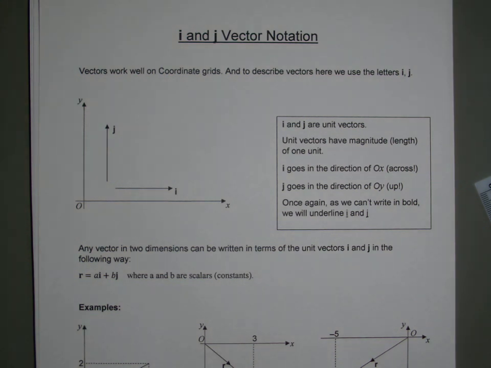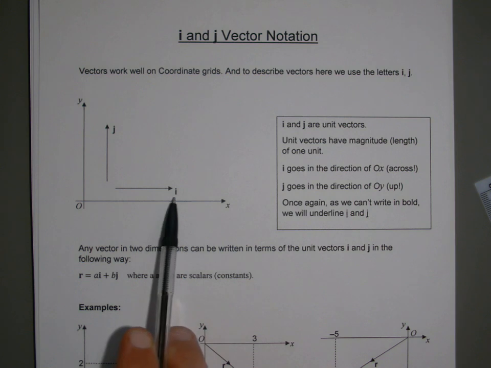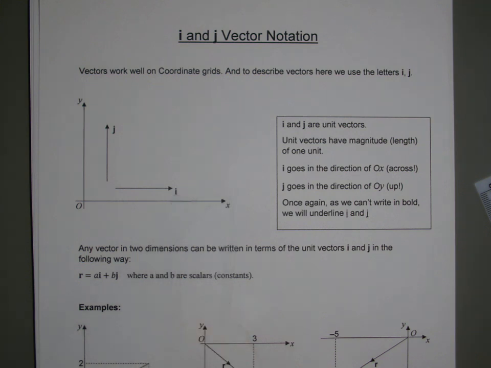Now, remember, for a vector, it's got to have size and direction. In this case, we've got direction. The i goes in the x direction, so it tells you how many we go across. The j goes in the y direction, so we often think of y as going up, so the j tells us how much we're going up.